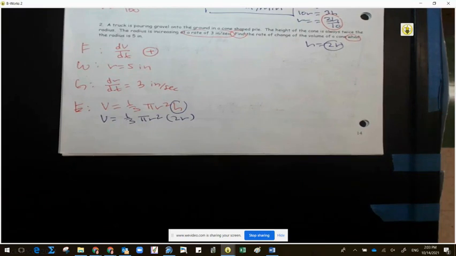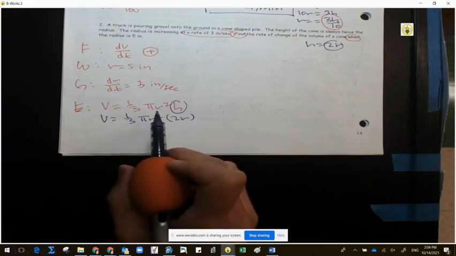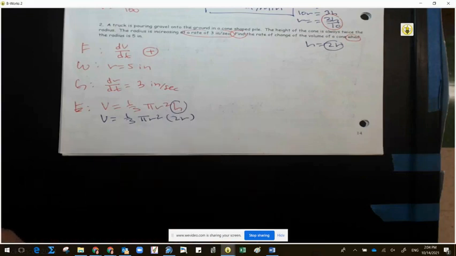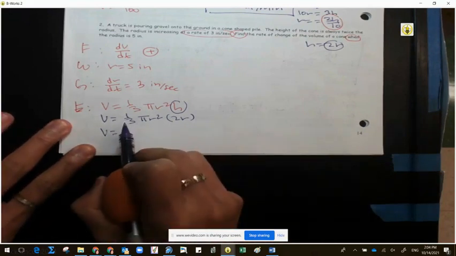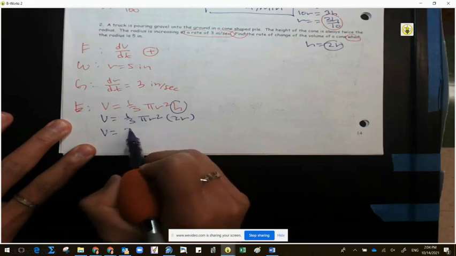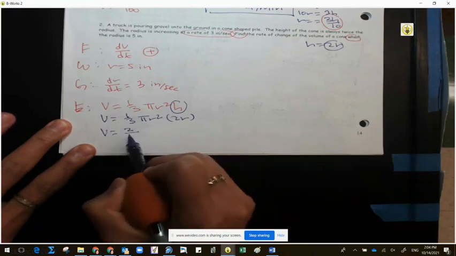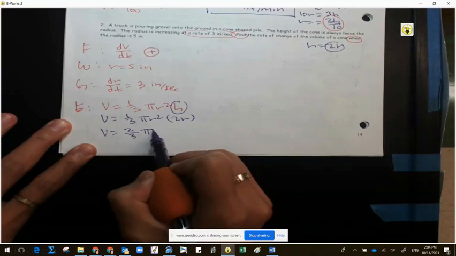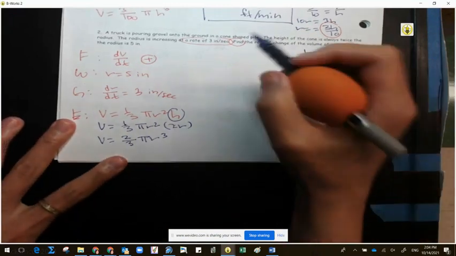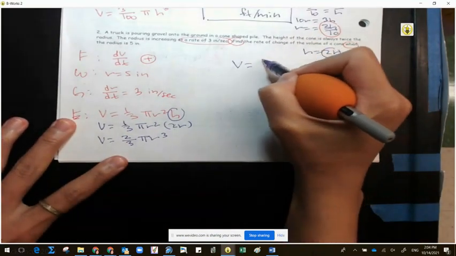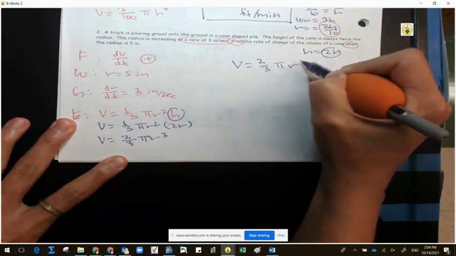What's that? Wouldn't we be able to solve for that early? You can, yeah, of course. Because if I have two different variables, I would have to use product rule. I don't want to do it. Especially if that height is 2r, I can plug that in. So let's go ahead and combine our coefficients. 1 times 2 is 2. 3 over understood 1 is 3. Pi r cubed. So now I have one variable that I need to worry about differentiating. So our volume is equal to 2/3 pi r cubed.